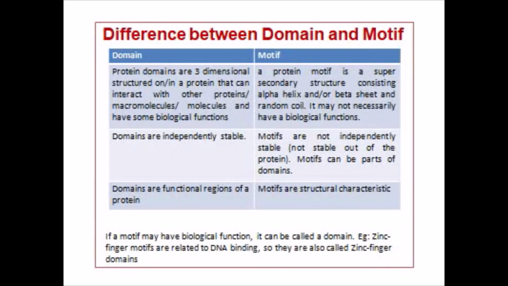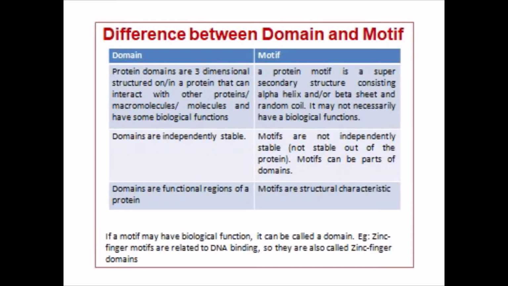Let us see about the differences between domain and motif. Domain. Protein domains are three-dimensional structures in or on a protein that can interact with other proteins, macromolecules, molecules, and have some biological function. If it is a motif, a protein motif is a super secondary structure consisting of alpha helix and/or beta sheet and random coil. It may not necessarily have the biological function.